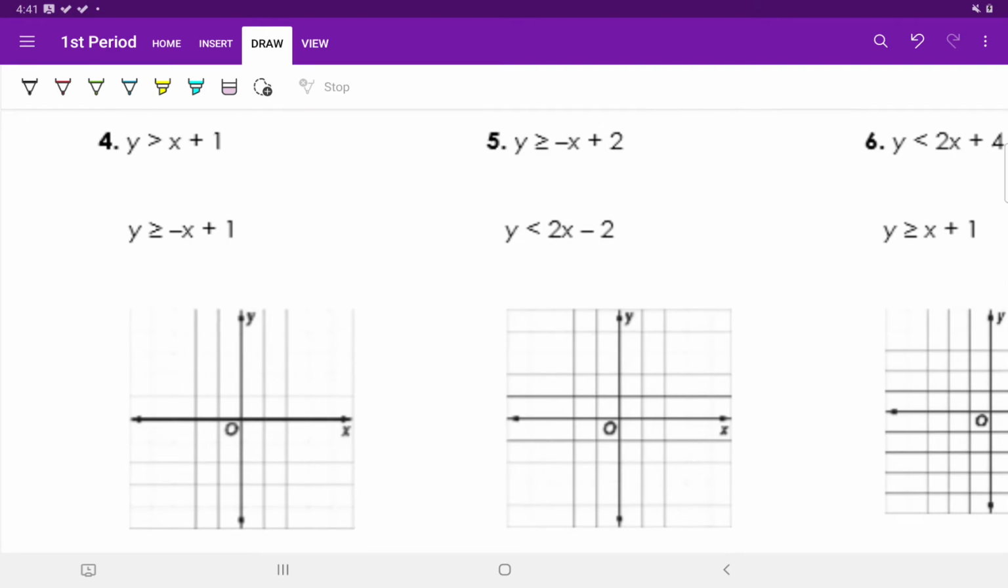Numbers 4, 5, and 6 have similar instructions. We just want to graph the inequalities, the system of inequalities. So go ahead and attempt number 4 on your own.